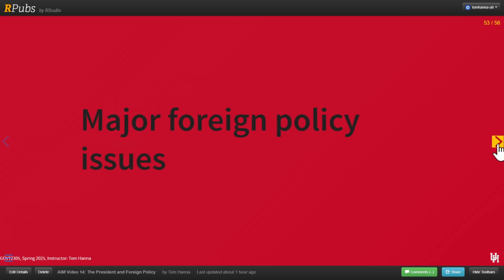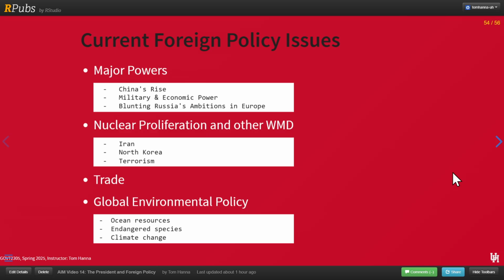Major foreign policy issues for the U.S. now. First of all, major powers. We have to be worried about China's rising power. It has rising military and economic power. China has 1.3 billion people. We have 330 million. China's technology is taking off. It still lags ours, but not by much, maybe by a couple of years. In some ways, they may be ahead of us.